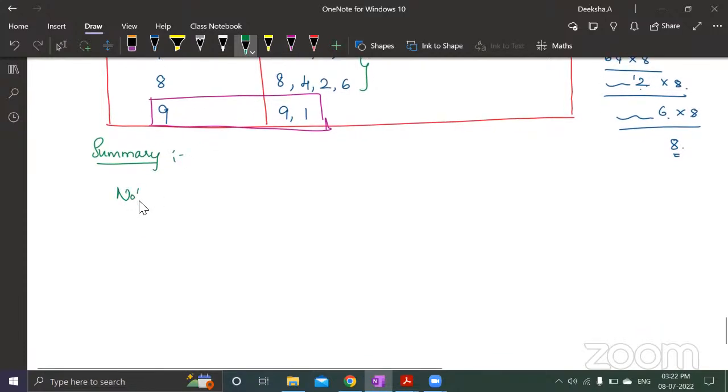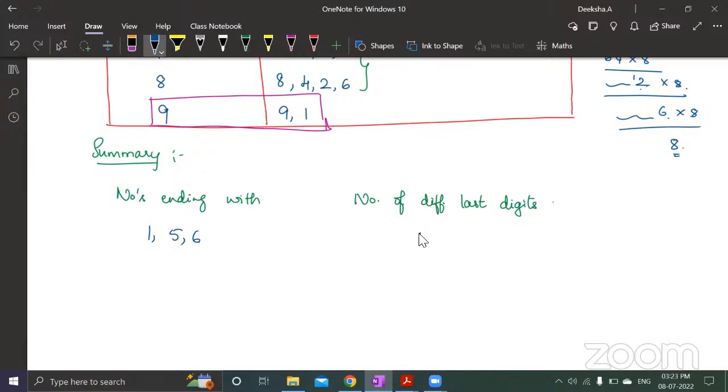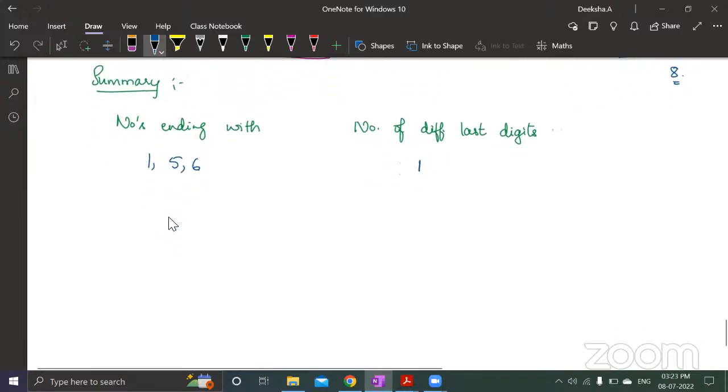Numbers ending with, and number of different last digits. If the number is ending with 1 or 5 or 6, the number of different last digits is 1. There's only one different last digit, which is the same. If the number is ending with 4 or 9, how many last digits do we have? 2 last digits. For 4, we have 4 and 6. For 9, we have 9 and 1.